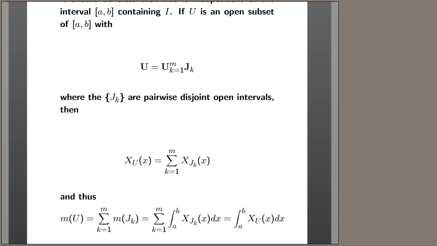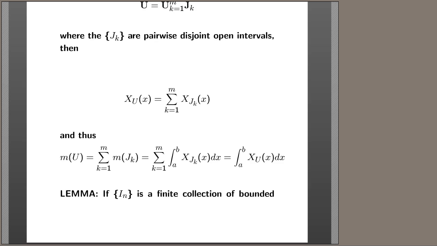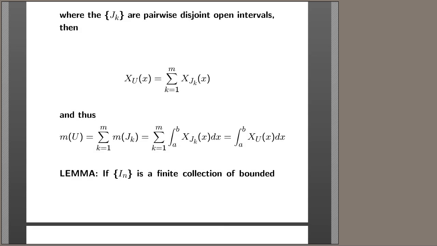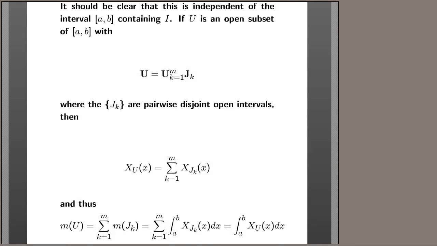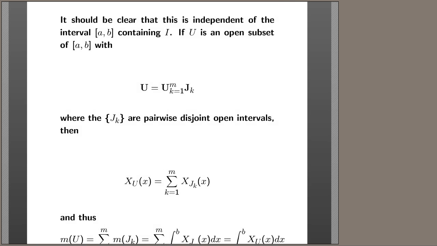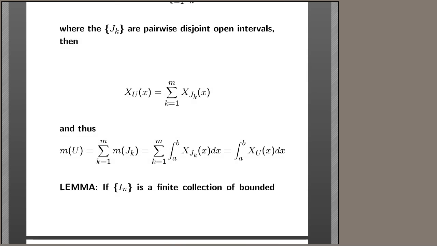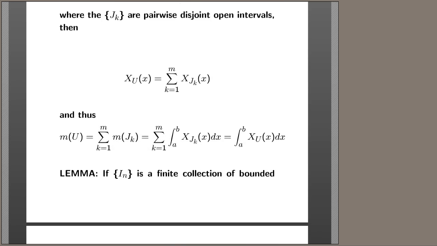If U is an open set which is the union of a finite collection of disjoint open intervals J sub k, then you can see that mu of U is also equal to the integral from A to B of the characteristic function of U dx.